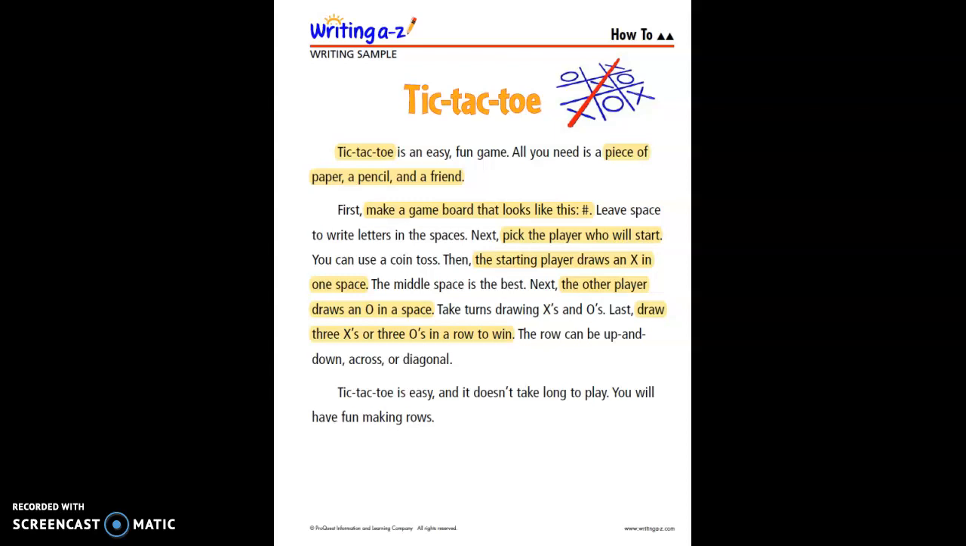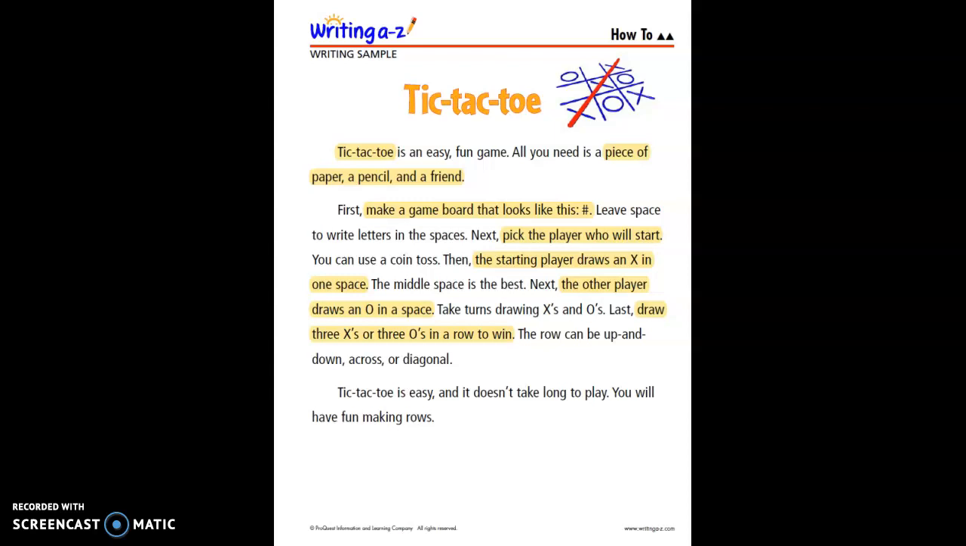All right, now let's take a look at the last paragraph. This is our conclusion, or our ending paragraph. Notice how it sums up the topic, right? It again repeats the topic, which is tic-tac-toe, sums it up, and kind of gives the reader a little bit of hope, saying you will have fun making rows. So again, it just wraps it all up and concludes your how-to essay.